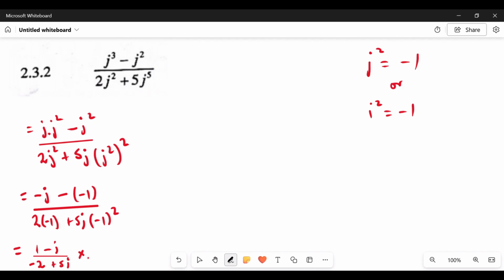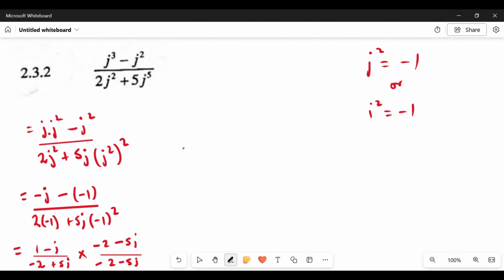We need to multiply by the conjugate. So the conjugate of the denominator, you only change the sign of the imaginary number. So you keep this -2 here, but this one becomes -5j, divided by -2 minus 5j. Just in case you don't know much about conjugate, I made a video where we divide complex numbers in polar form. You can go to that video in the description, and also that video will pop up on the top right of this video.